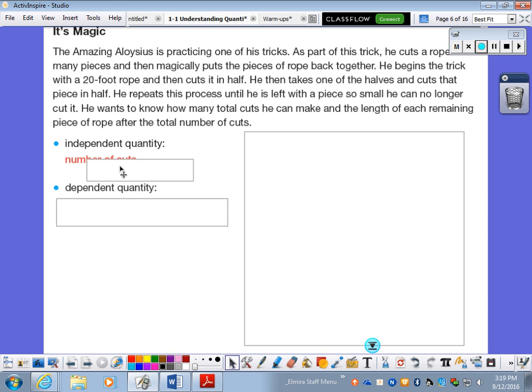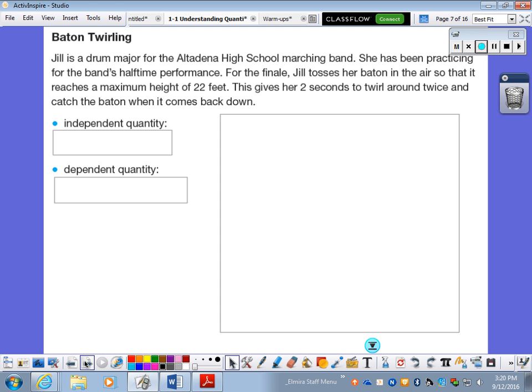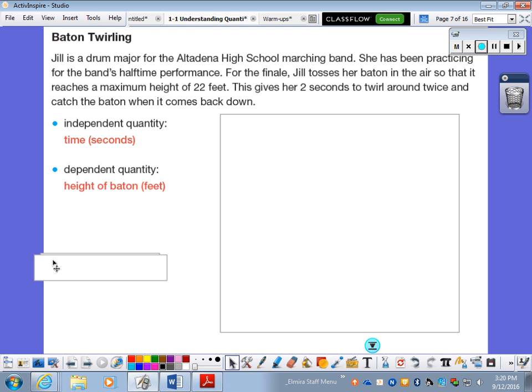So we've got independent quantity is the number of cuts in the rope, and the dependent quantity is the length of each piece of rope. The baton twirling one was our exit ticket, so hopefully you got this right. Our independent quantity is time measured in seconds, and our dependent quantity is height of the baton measured in feet.